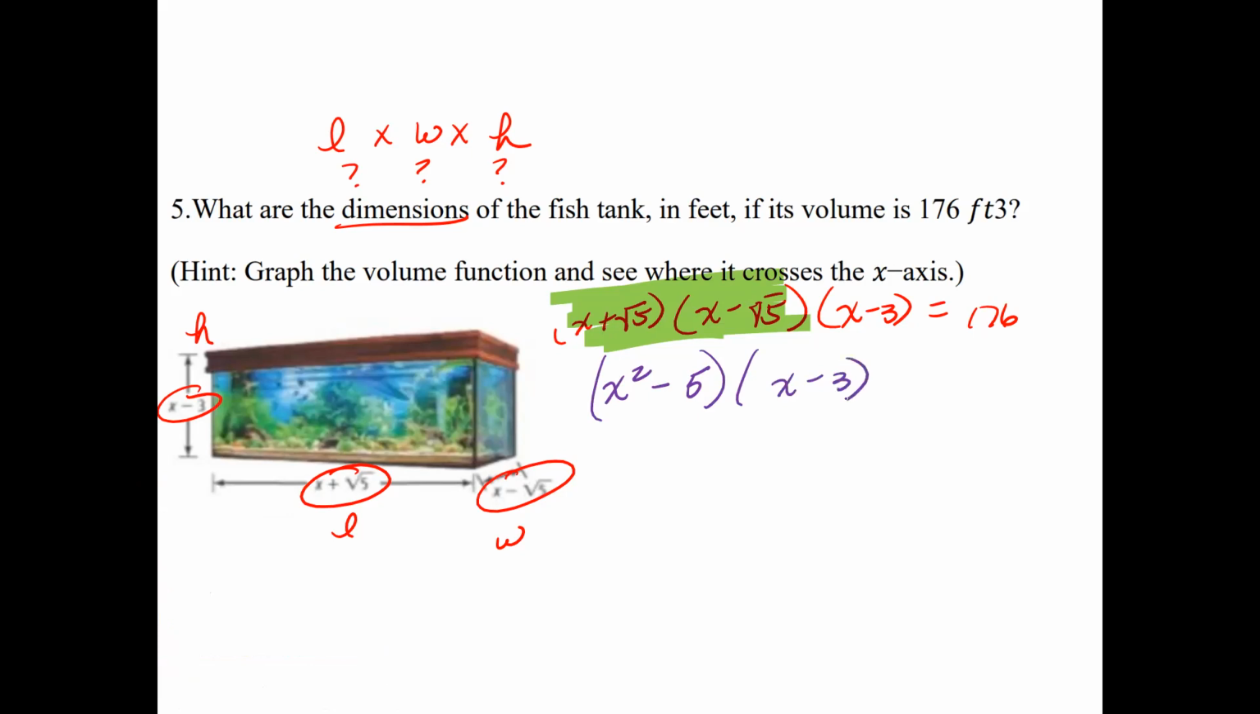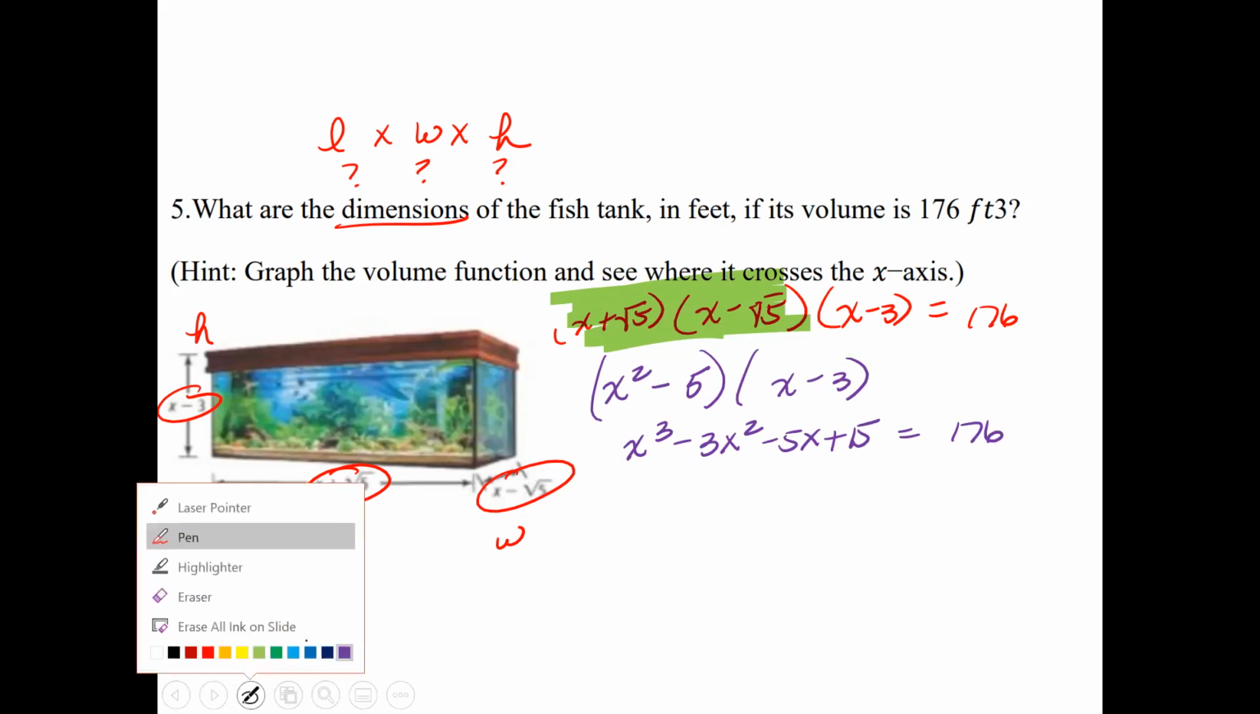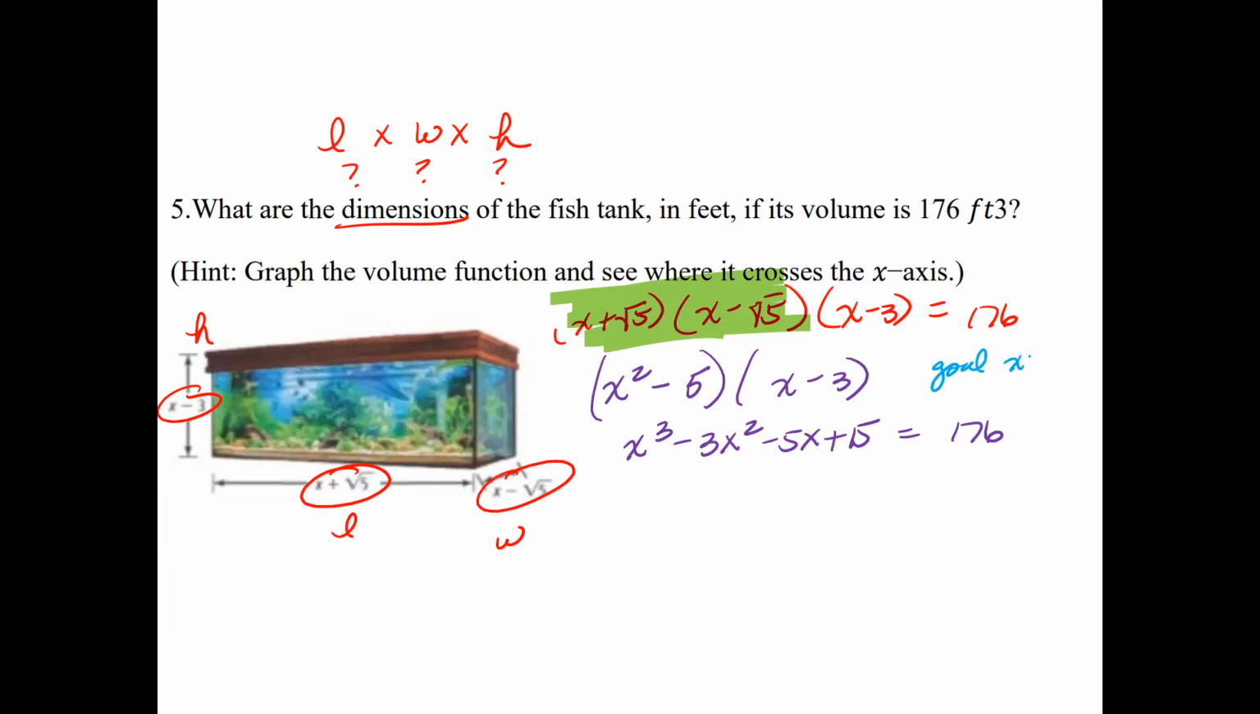Then I'm going to multiply that by x minus 3, so I'm just going to FOIL it. First is x to the third, outer is negative 3x squared, inside is negative 5x, and last is positive 15 equals 176. Keep in mind that your goal here is to figure out what x is equal to, so then I can plug x into the length, width and height and know how tall, how wide, how long in feet the fish tank is.